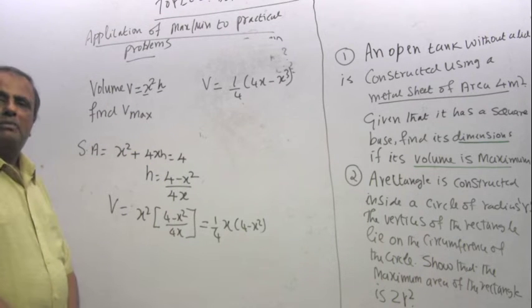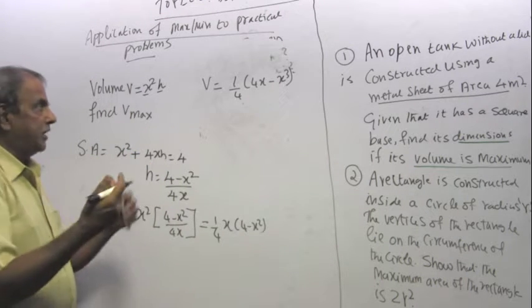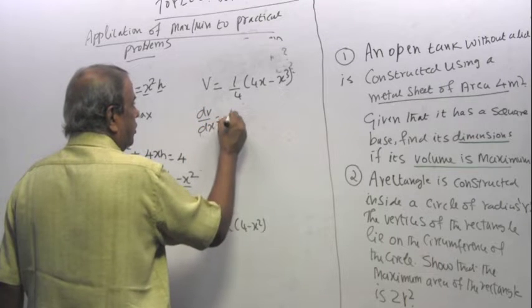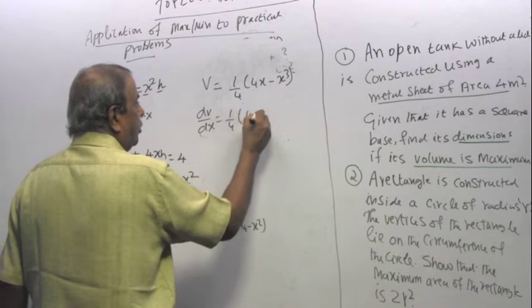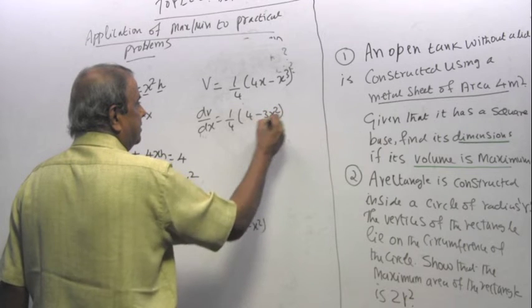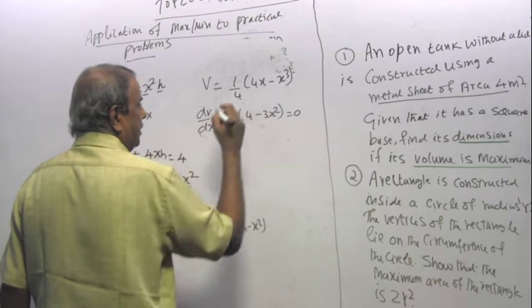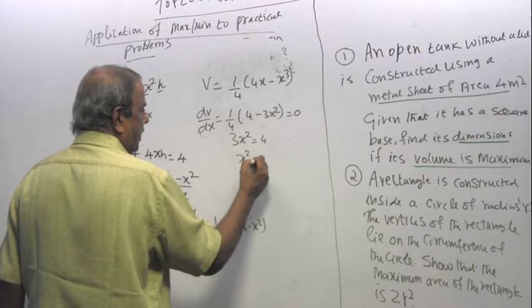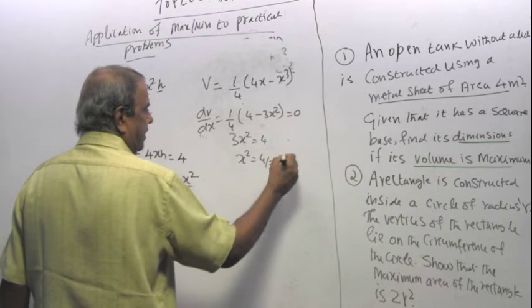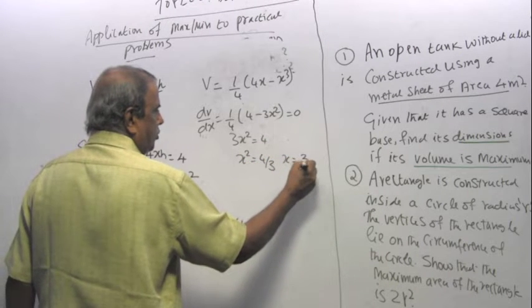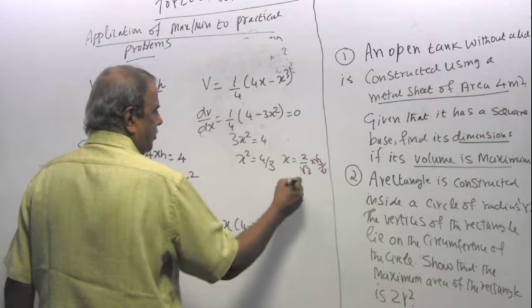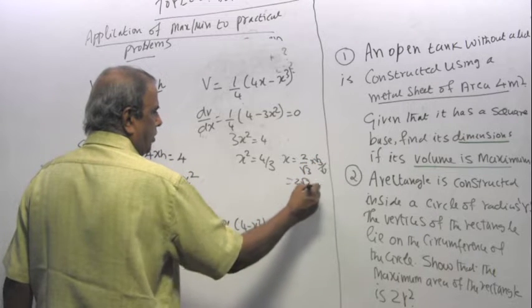How do you find maximum, minimum? Differentiate. So dV by dx equals quarter times (4 minus 3x squared). Equate it to 0. 3x squared equals 4. x squared equals 4 over 3. So x equals 2 over root 3 times root 3 over root 3. So 2 root 3 over 3.